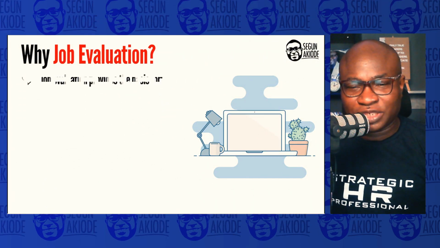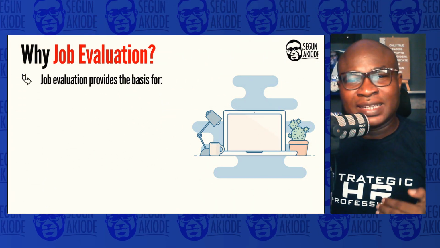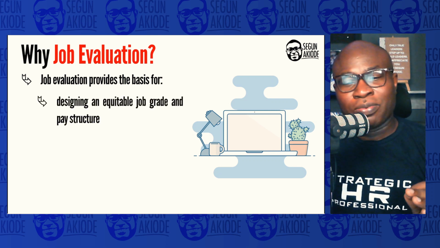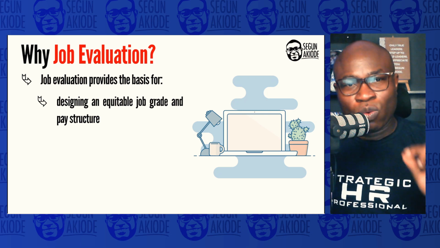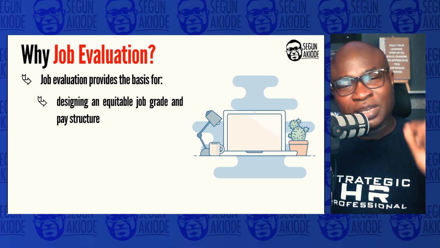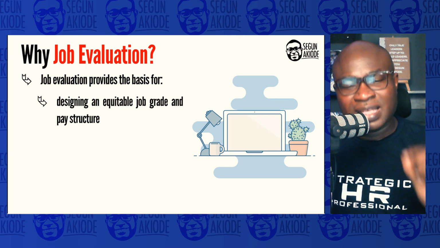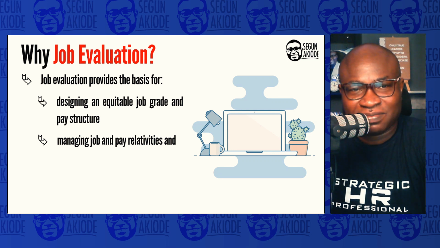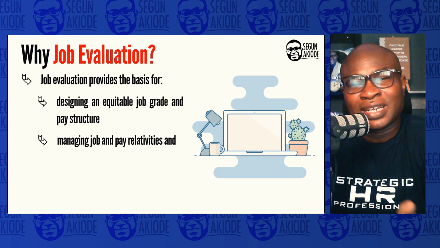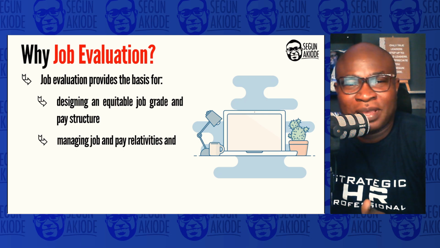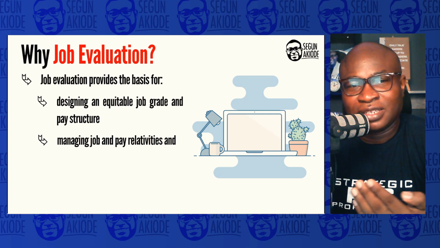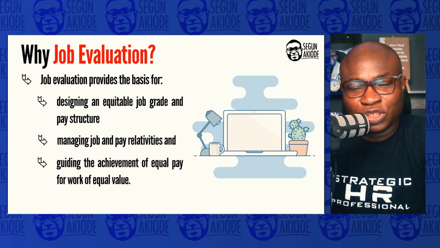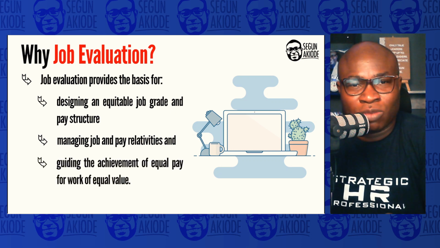So why job evaluation? Job evaluation provides the basis for, one, designing an equitable job grade and pay structure. The operational word is equitable job grade and pay structure. This is also useful to managing job and pay relativity. So the question is often asked, why should I pay Mr. A 10 naira and pay Mrs. B 20 naira? The watchword is equal pay for equal work done, because that is what the whole idea of job evaluation is about.